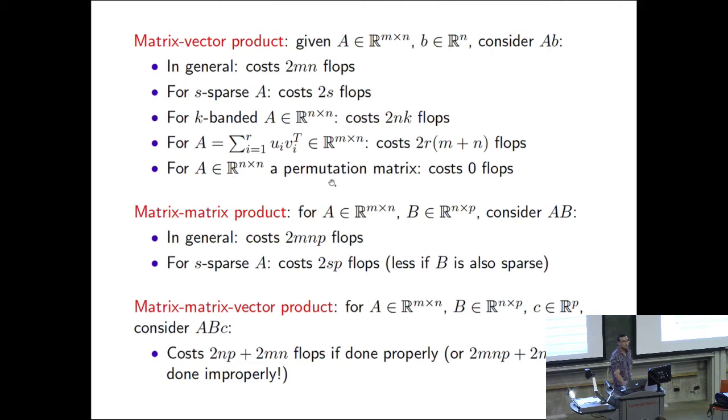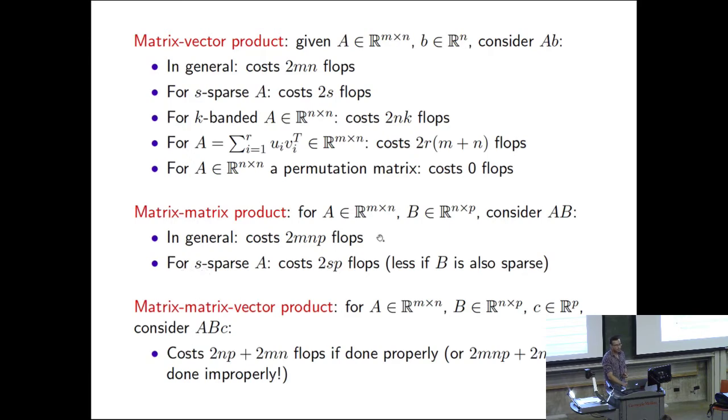For a permutation matrix, the cost is 0. Why is that the case? What would I do with a permutation matrix? I'd just swap elements of B according to the permutation, and there are no arithmetic operations there. So the cost, according to flops, is 0. But if we think about a more general notion of operations, I would think it would be order n if we had an n-dimensional vector.